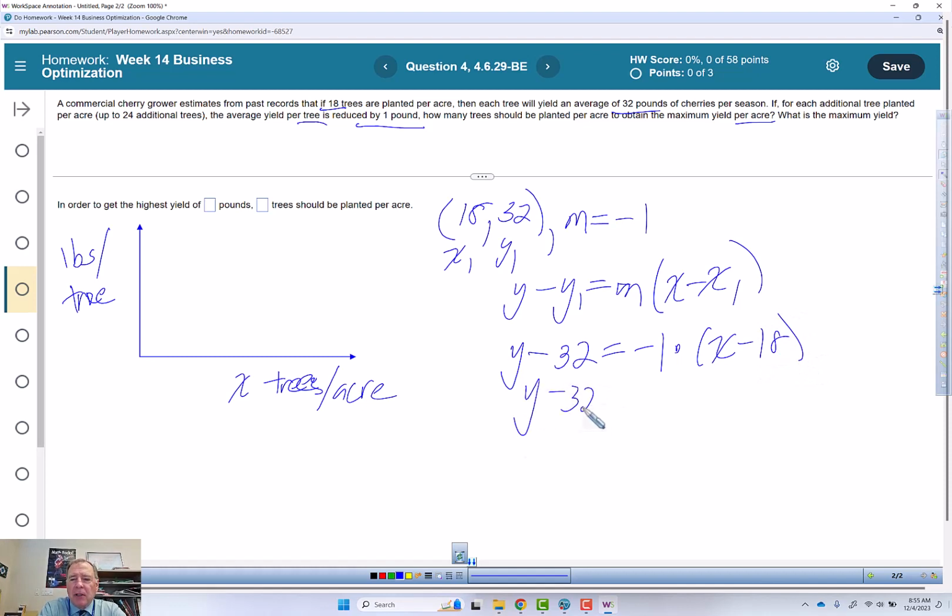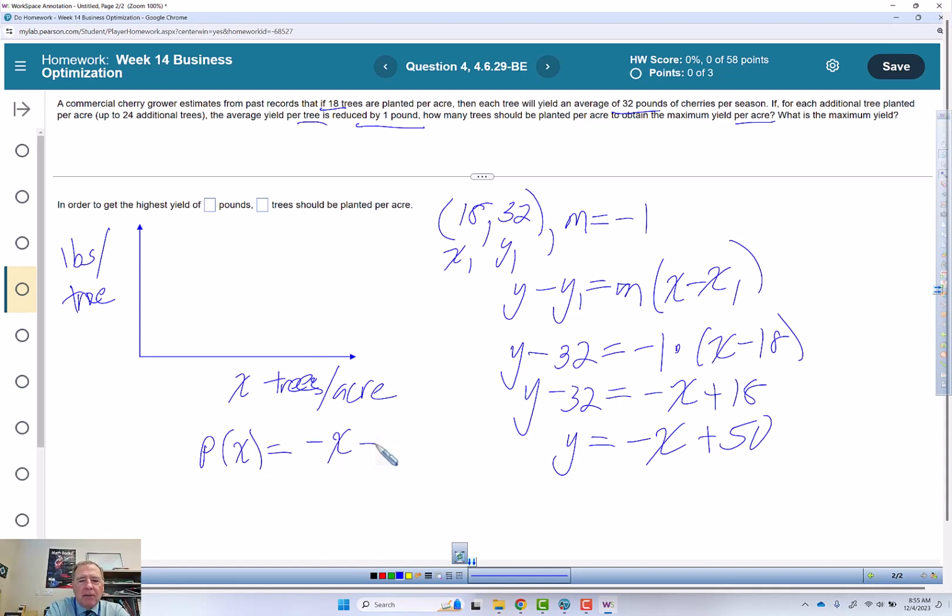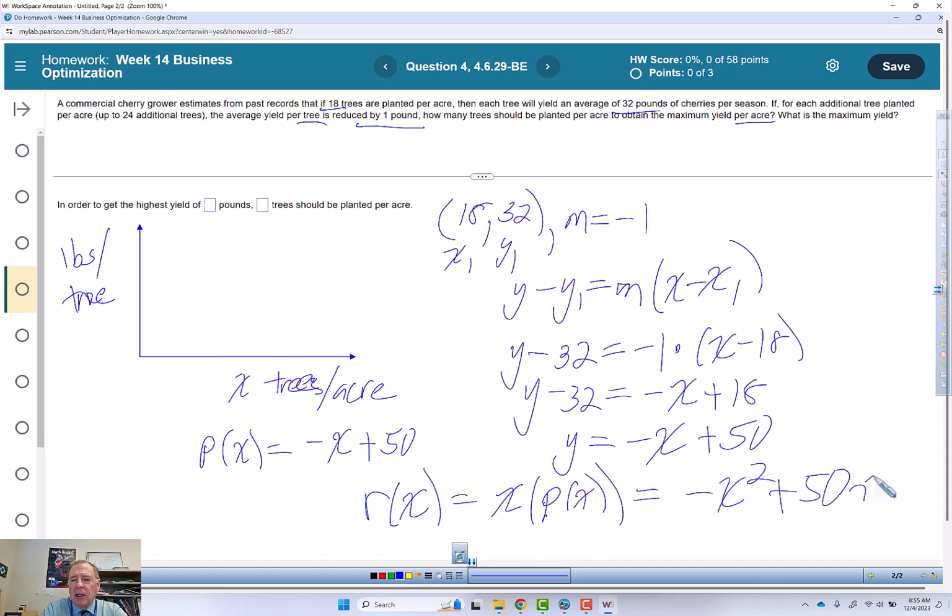I'm going to distribute the -1 inside the parentheses, giving me negative x. Negative times negative is positive. Now I'm going to get y by itself by adding 32 to both sides. So y equals -x plus 50. Then I'm going to relabel that as p of x, because I'm going to treat it like a demand curve: p of x equals -x plus 50. And then I'm going to call this revenue. Revenue as a function of x is x times p of x, or -x squared plus 50x.